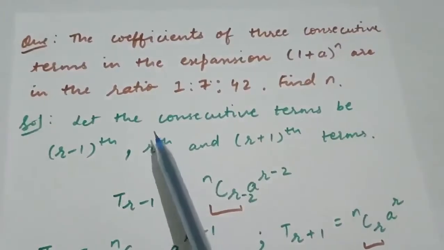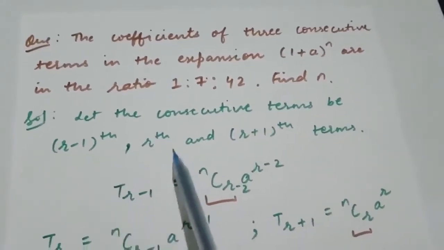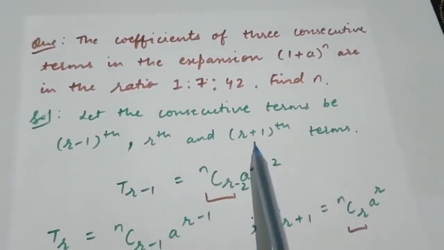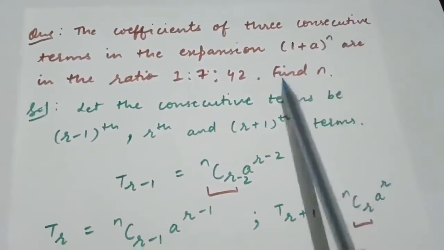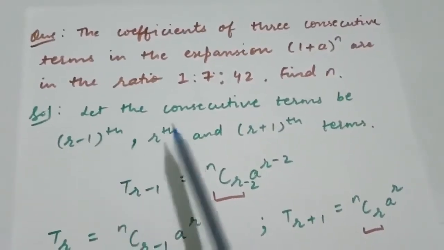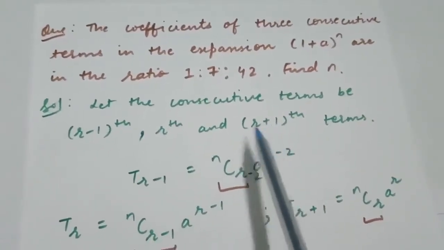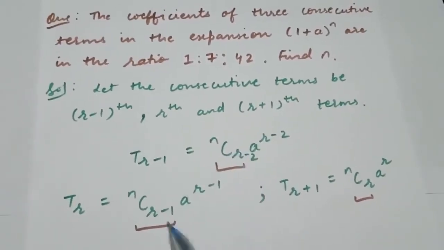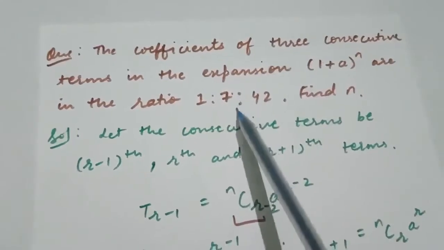So first of all, we will let the consecutive terms be (r minus 1)th, rth and (r plus 1)th terms. We have taken such because they have said consecutive terms. So after (r minus 1)th, the rth term will come and then the (r plus 1)th term will come. So we will write all the terms and then we will compare their coefficients. Why? Because coefficients are given in the ratios.